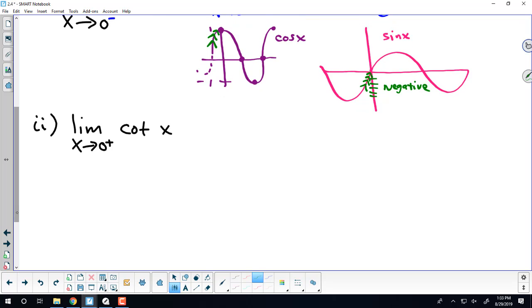So we're going to answer this limit question here the same way we answered the previous one. We're going to think about this as cosine over sine.